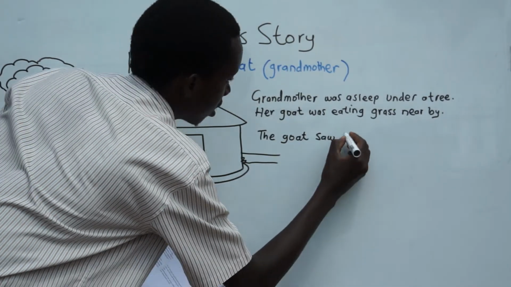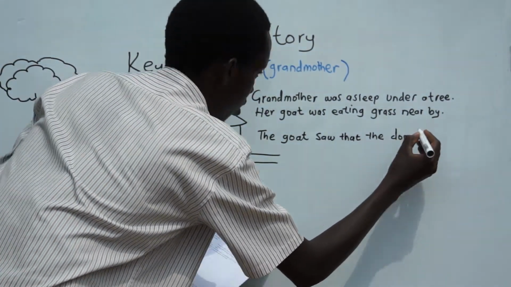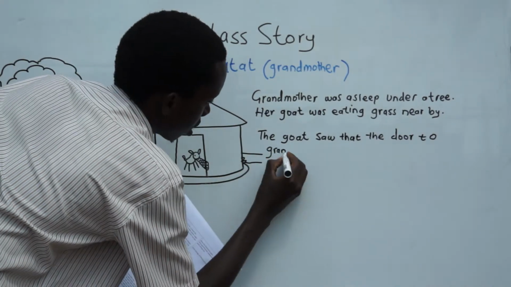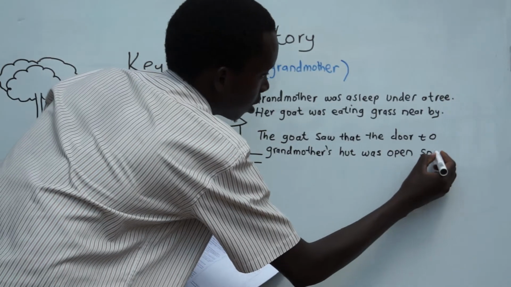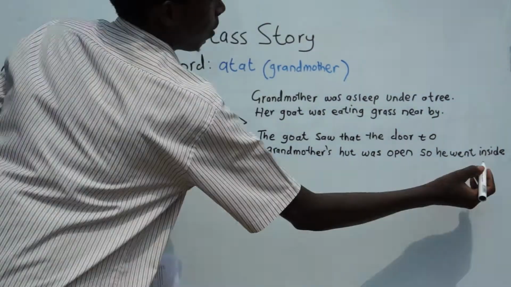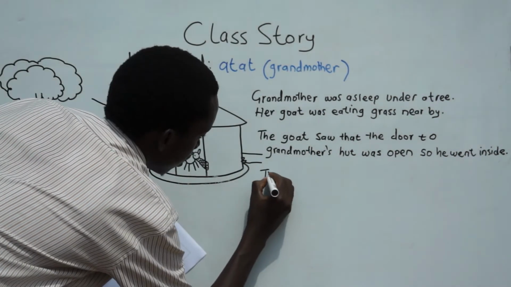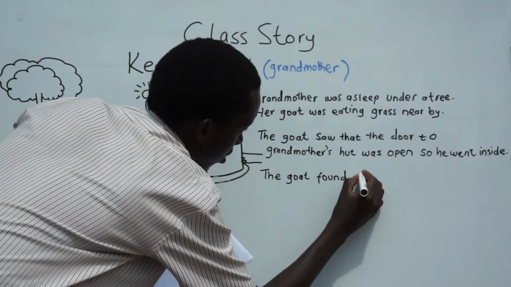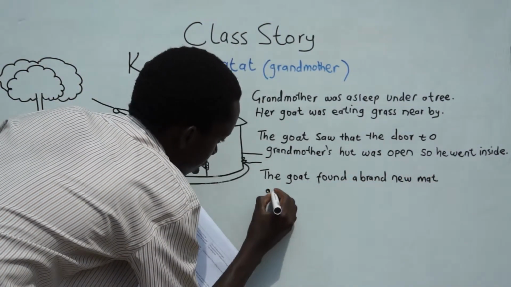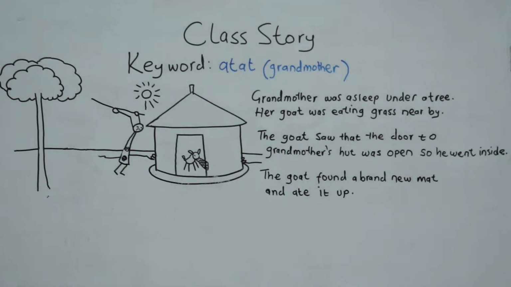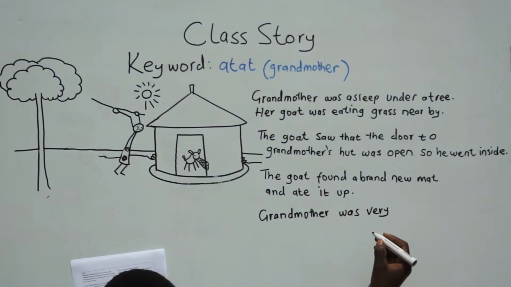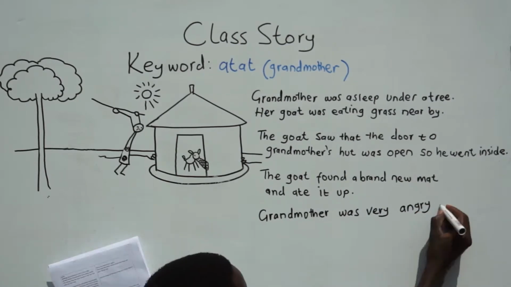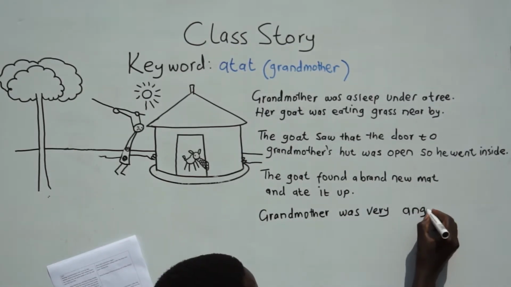The goat saw the door to grandmother's hut was open, so he went inside. Again, ask your pupils, okay, and then what happened? The goat found a brand new mat and ate it up. We want to write short stories, so it's time to resolve the conflict. The next question might be, and what did grandmother do when she found the goat in her hut?